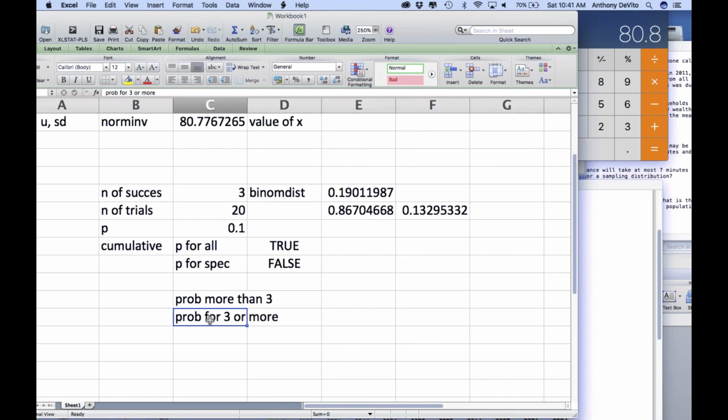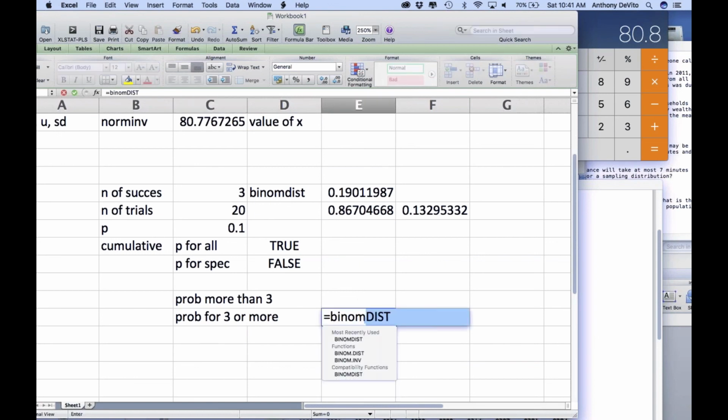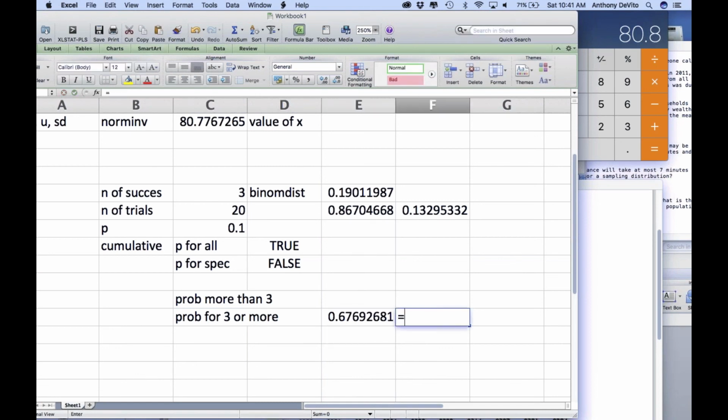But now the probability for 3 or more, well, I need to exclude 2, 1, and 0. So I should be using here binom dist, parentheses, 2, comma, 20, comma, 0.1, comma, true, and then subtracting that from 1 to find the probability for 3 or more.